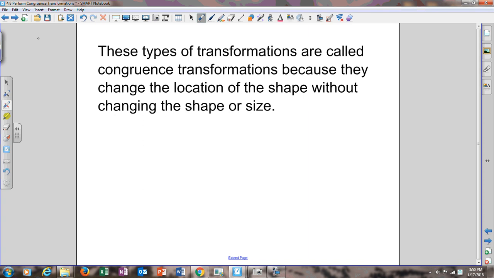So learn what each one of these is. How you do a translation, how to do a rotation, and how to do a reflection. If you know all those, it's going to help you. This is one of the easiest sections in the chapter, so this is basically 3 points on the test.